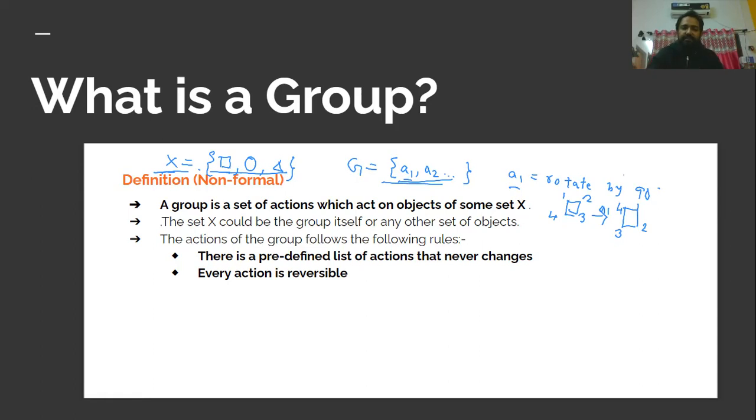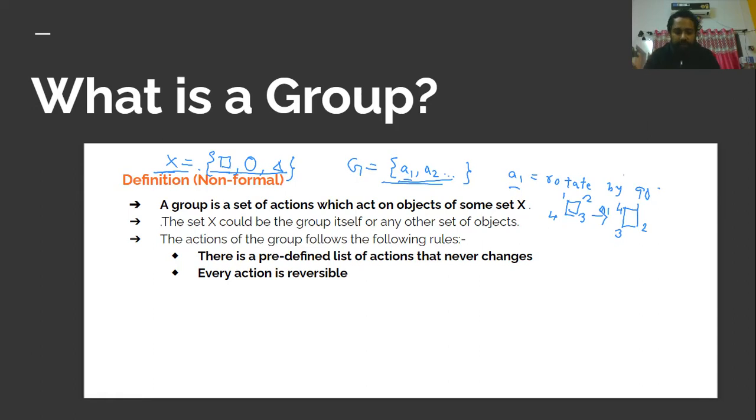And the entire list A1, A2 up to AN, which contains the list of actions in the group, is fixed. It doesn't change. Every action is reversible, which means once an action has taken place on the group or on an element of set X, it can be reversed, which means the original configuration of that element can be retrieved by another action from the group G.